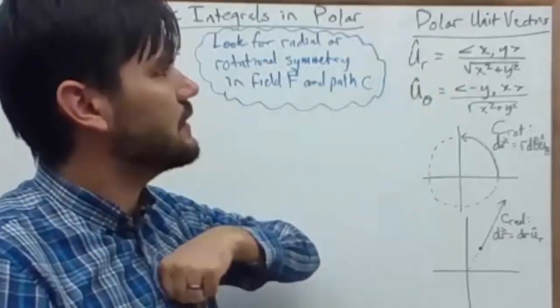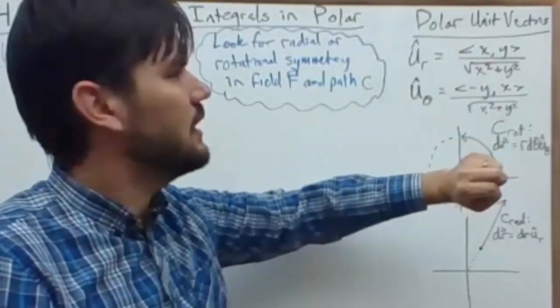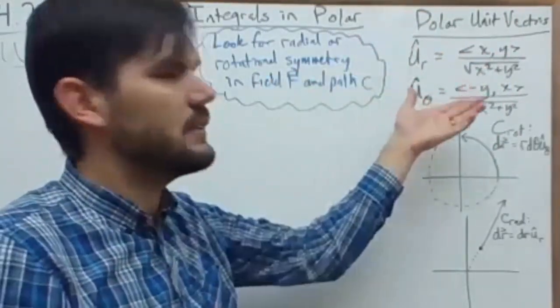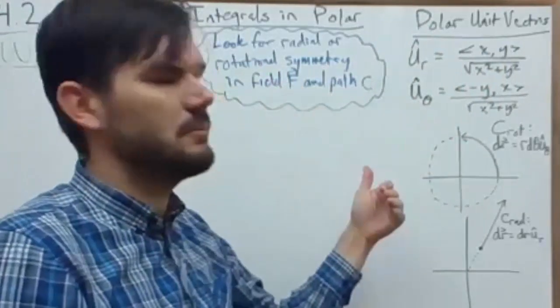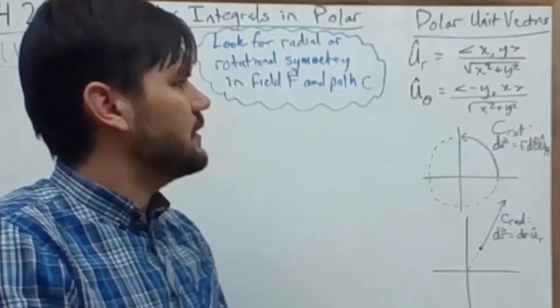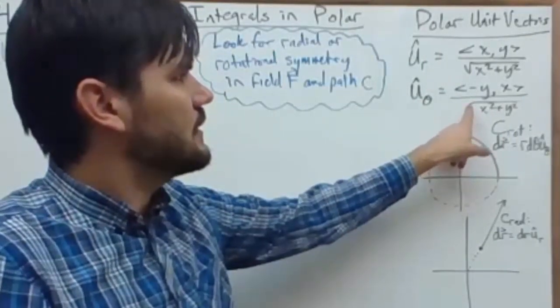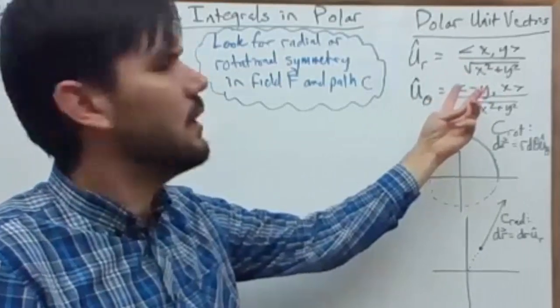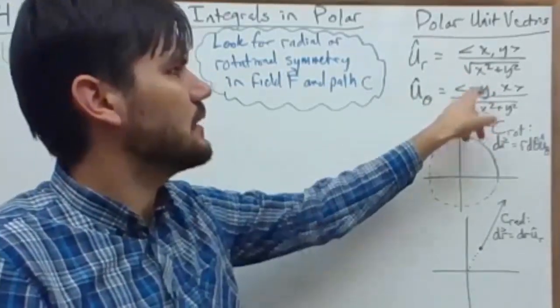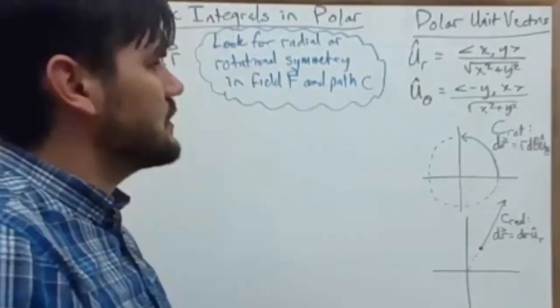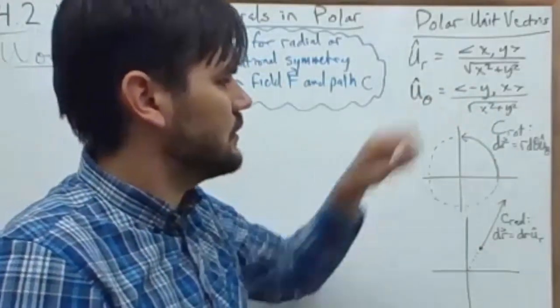The radial unit vector is just a vector of x, y divided by its magnitude, so the point vectorized, made a unit vector. And the angular unit vector is the swapping of the two components, negating one of them, this one, to make it go counterclockwise, to give us our direction moving around the circle.